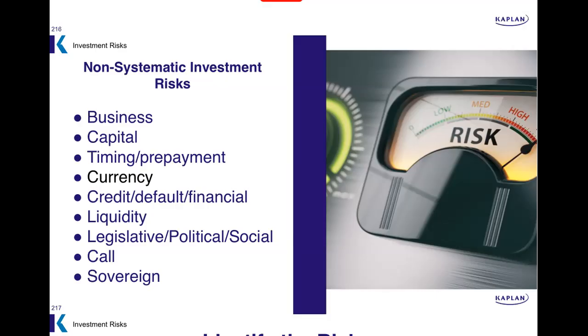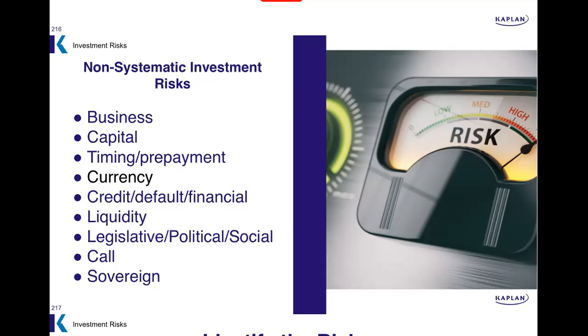The non-systematic risks, in all honesty, I don't feel a need to take the time here on this section. I think that it really is just you reading it in your book, making some flashcards. Okay, but know that each of these risks are going to apply to specific products. Like business and capital risk have to do with stock. Timing and prepayment have to do with CMOs and any other type of asset, mortgage asset-based type of accounts.